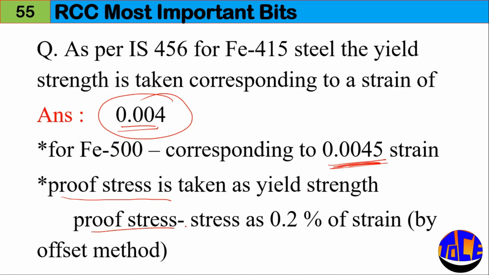So what is the proof stress? Proof stress is the stress at 0.2% of strain by the offset method. Offset method means for a curve you need to draw a parallel line at 0.2% of strain. Wherever this line meets the curve, that will be your proof stress.